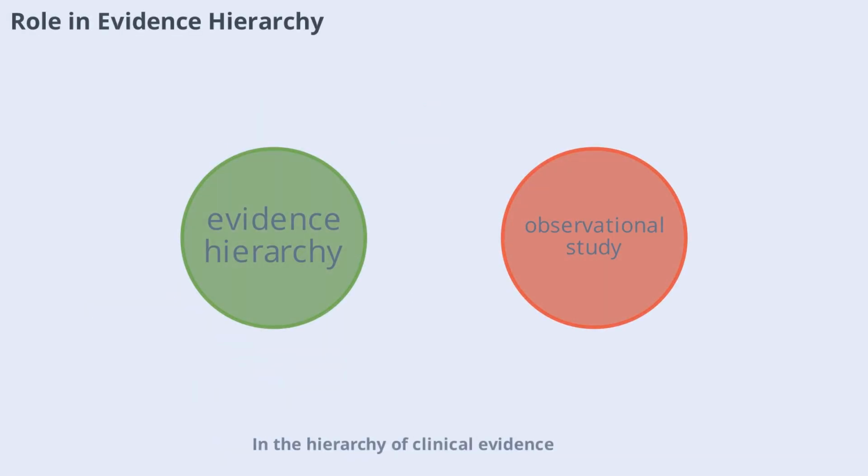In the hierarchy of clinical evidence, cohort and case control studies are considered observational designs, ranking below randomized controlled trials but above case reports and expert opinion. While they cannot prove causality as definitively as randomized trials, they provide valuable evidence, especially when trials are not feasible or ethical.